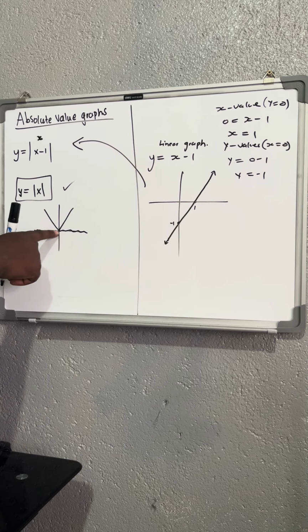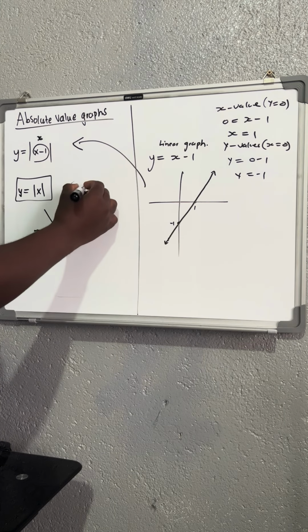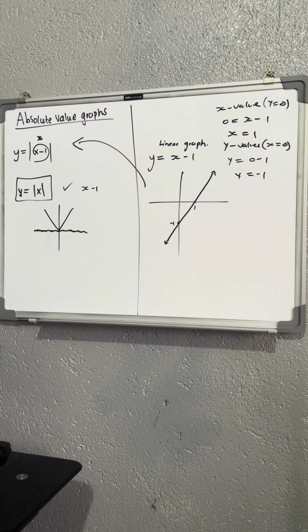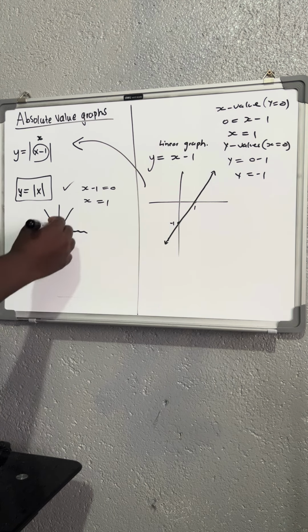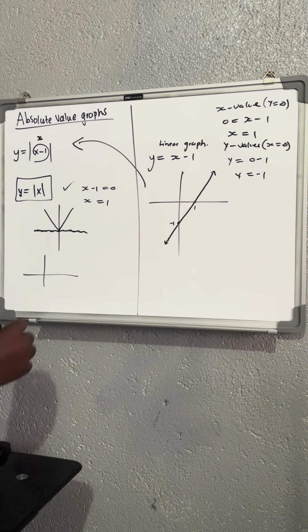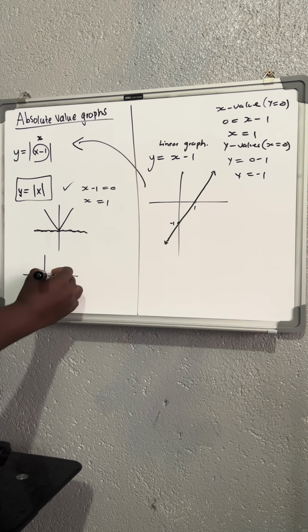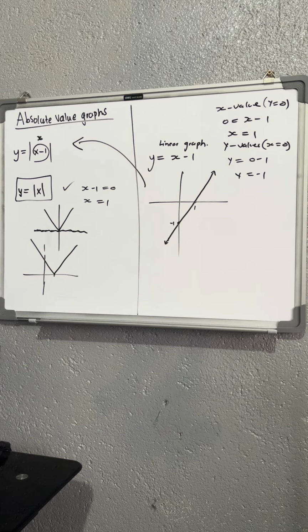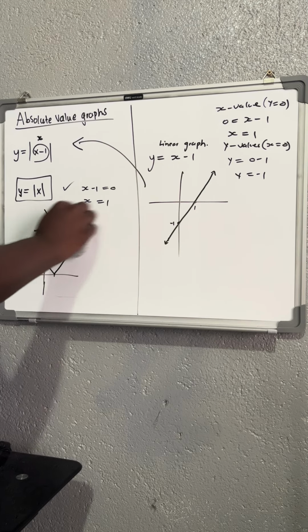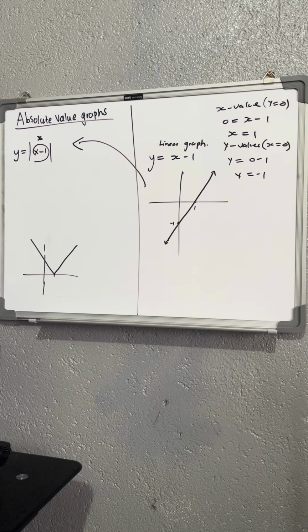So rather than having a parent function like this, you first go and solve the internal part. You have x minus 1, and you equate it to 0. Then x would be equal to 1. Since this is the parent function, your graph is just going to shift 1 unit to the right. Then it's going to be here, and it's going to be a graph that looks like that, you see.